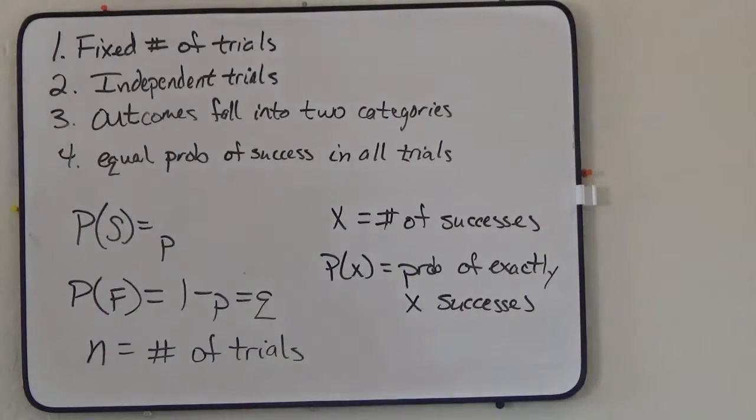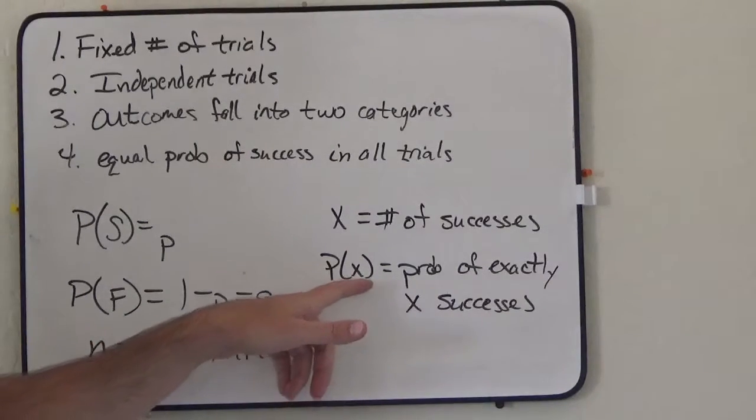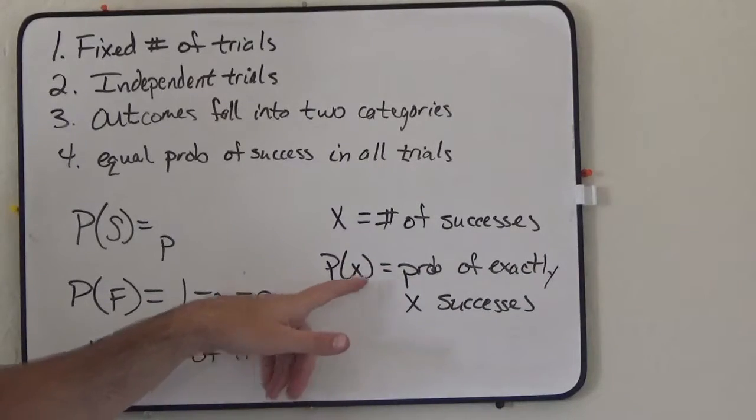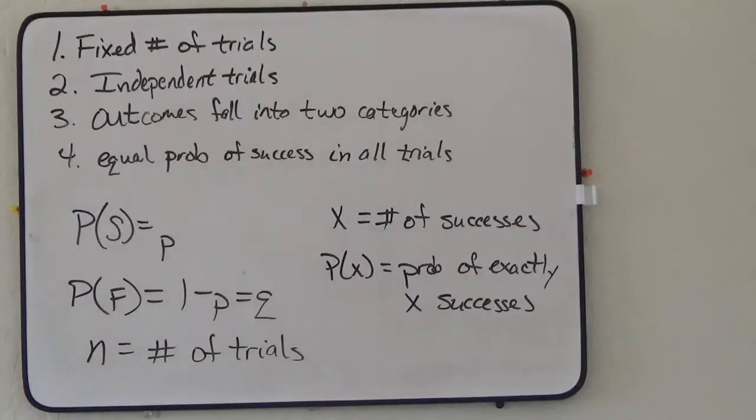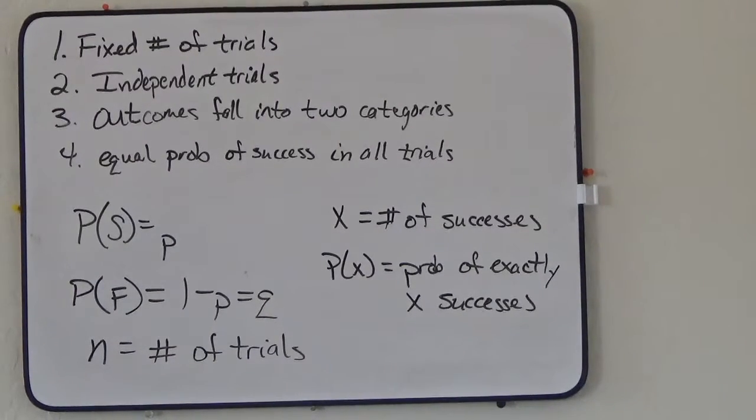Now, success we usually think of as something positive and good, but success is not necessarily positive or good in probability. It's just what we're looking at, okay? And finally, the probability of X is the probability of getting exactly X successes. Alright, now I have those up there, but I have to erase them in order to do other things.